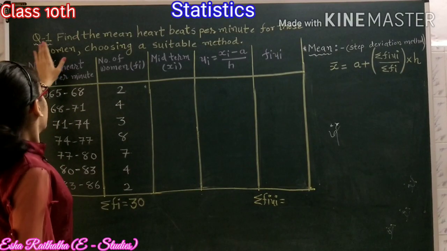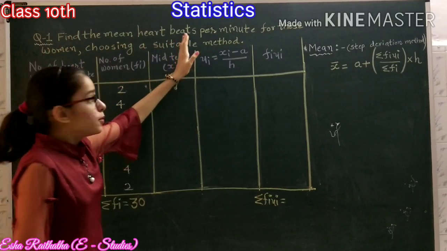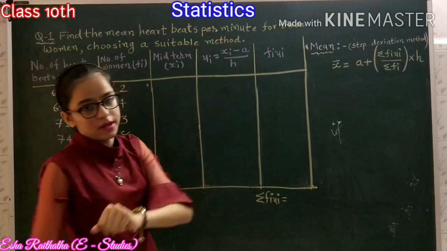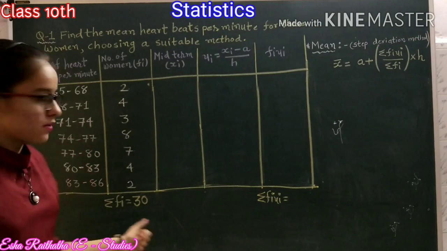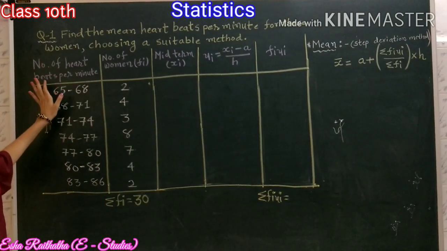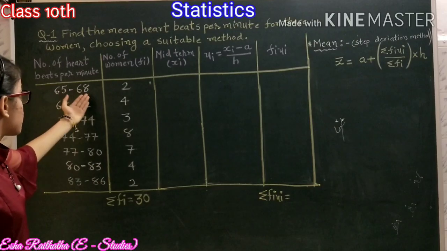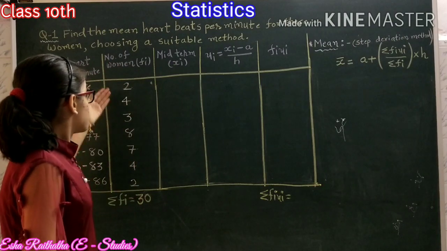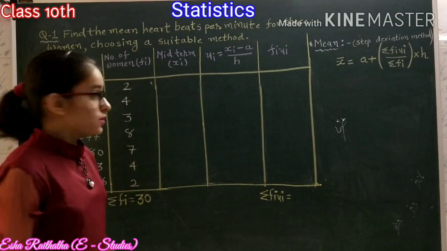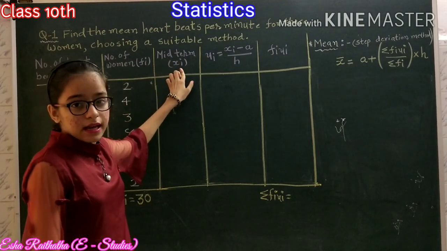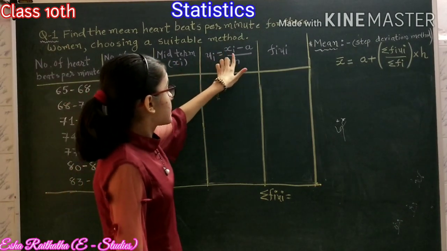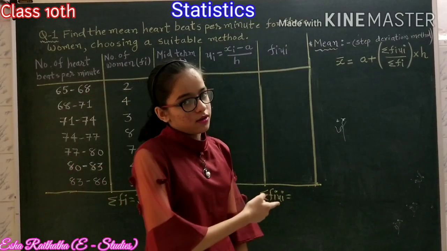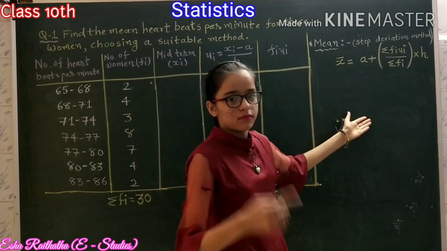Question number 1. Find the mean heartbeats per minute for this woman using a suitable method. Here is the method we have to choose. Now, the number of heartbeats per minute is 65 to 68, 68 to 71 and so on. The number of movements is 2, 4, 3, 8 and so on. Here the middle term is xi, and ui is equal to xi minus a upon h. Don't worry, I will explain fi ui and how to find the mean.